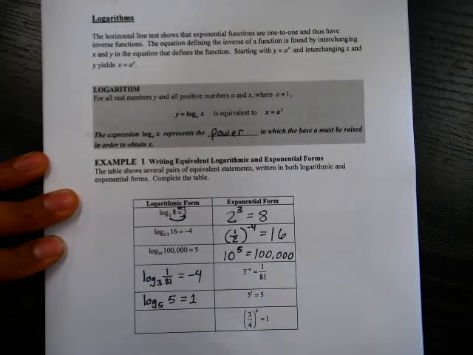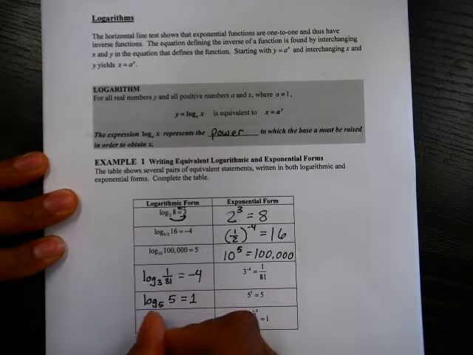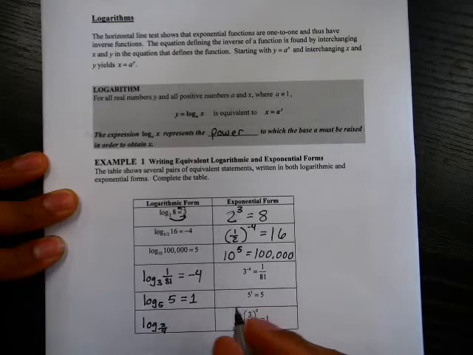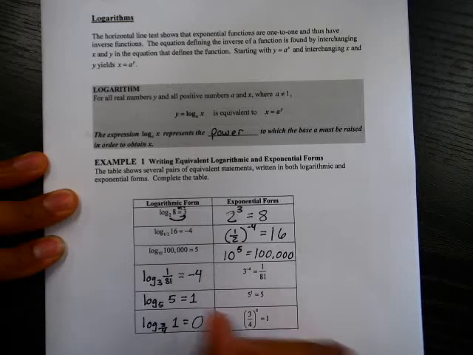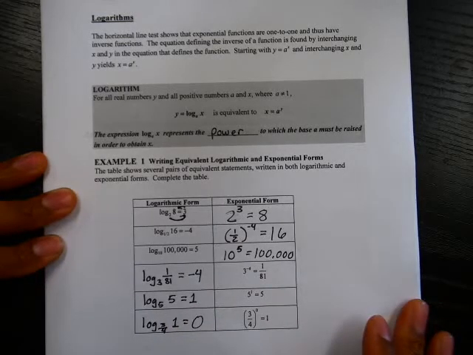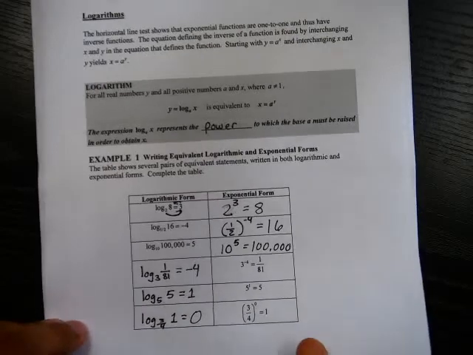Alright, and let's look at this last one. We have 3/4 to the 0 power is equal to 1. The base of that exponential form is 3/4, and so we would say log base 3/4 of 1 is equal to 0. Let's explore this some more.